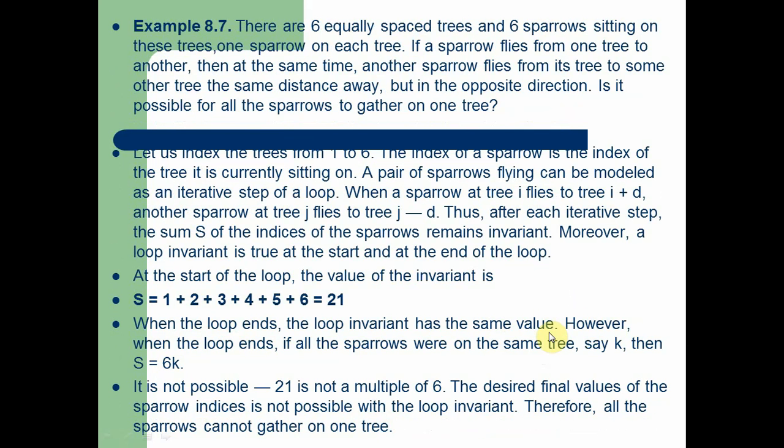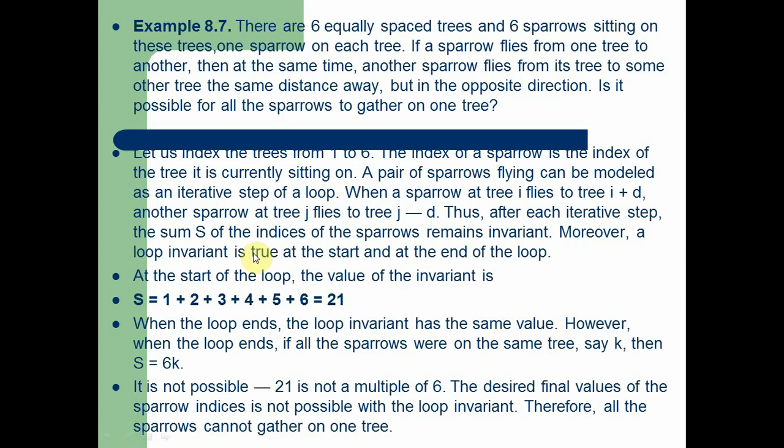Next is another example for identifying how we can calculate the loop invariant. Suppose there are 6 trees and 6 sparrows sitting on these trees, one sparrow on each tree. If a sparrow flies from one tree to another, then at the same time another sparrow flies from its tree to some other tree, the same distance away but in the opposite direction. Is it possible for all sparrows to gather on one tree?